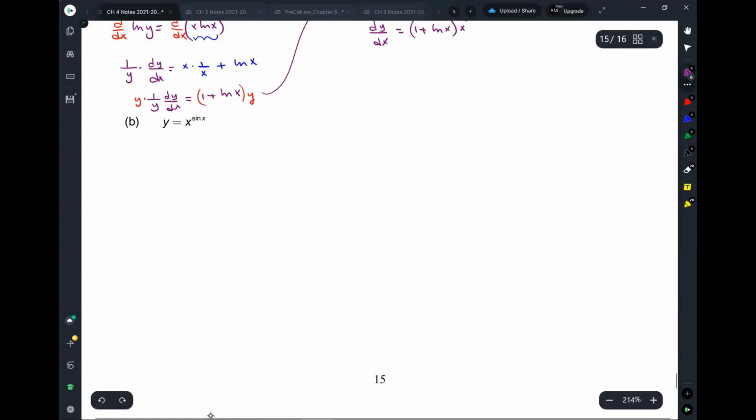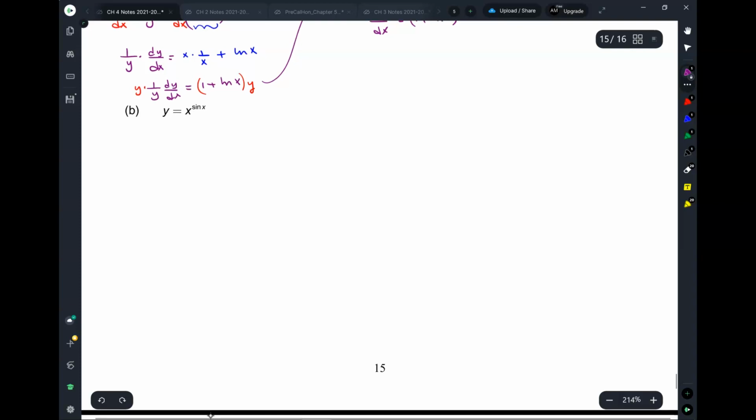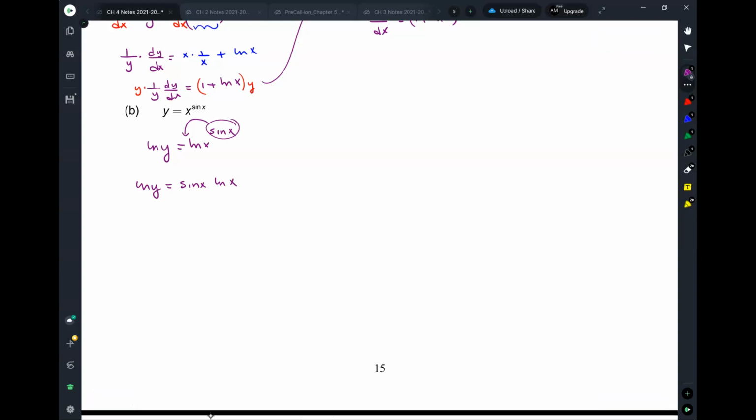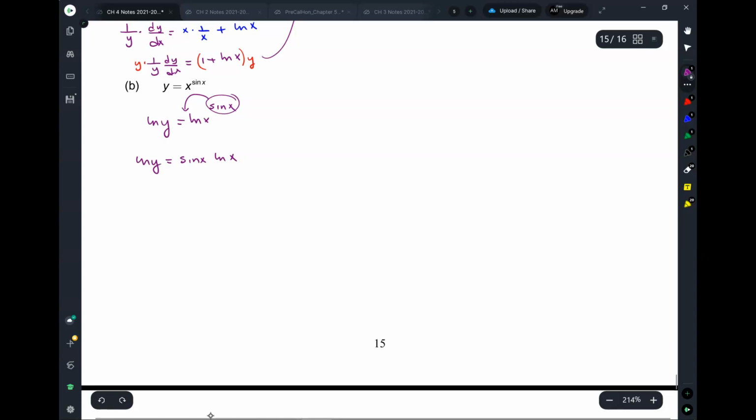Next one. y equals x to the power of sine x. So first take an ln of both sides. So ln of y is equal to ln of x to the sine x. Okay? No math there even. Now comes the algebra. Sine x drops down. ln of y equals sine x ln of x. Now take a derivative of both sides, right? So d dx, d dx.